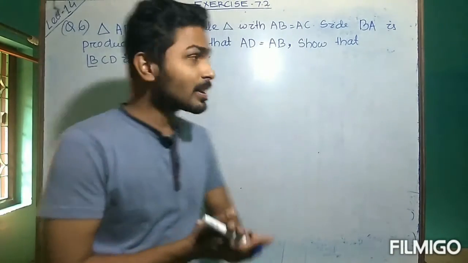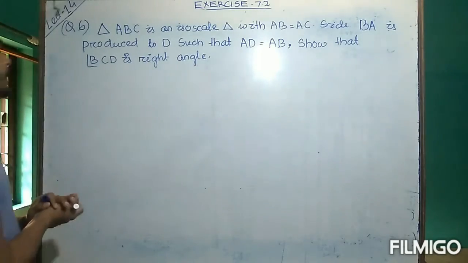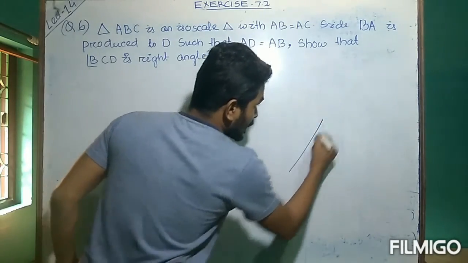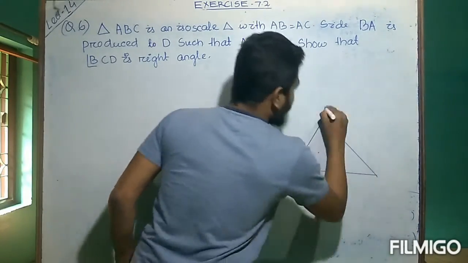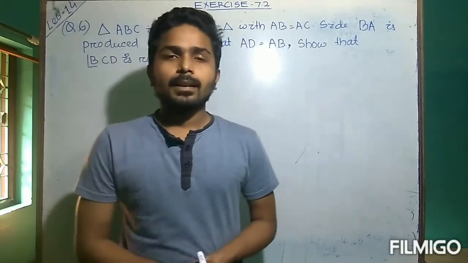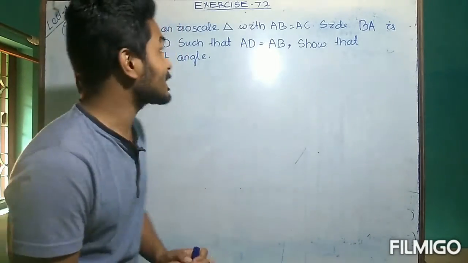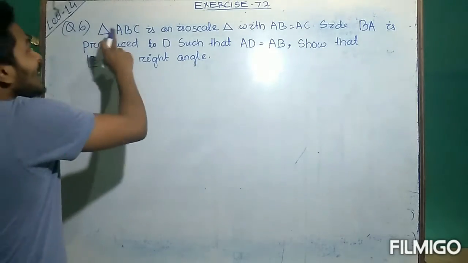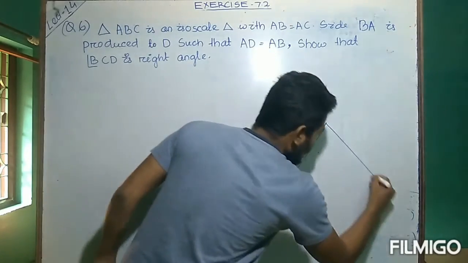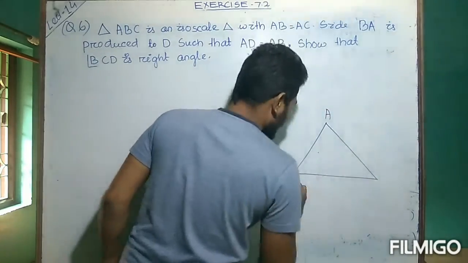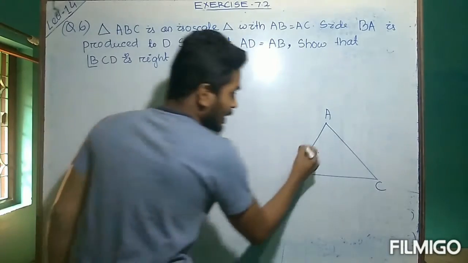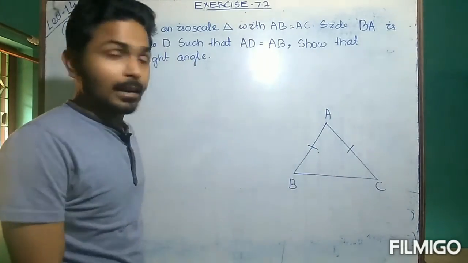So moving to the next question, question number 6. In question number 6, it is given that triangle ABC is an isosceles triangle. So let us first draw an isosceles triangle. Suppose this is an isosceles triangle, and in this triangle ABC, AB is equal to AC. It is given.